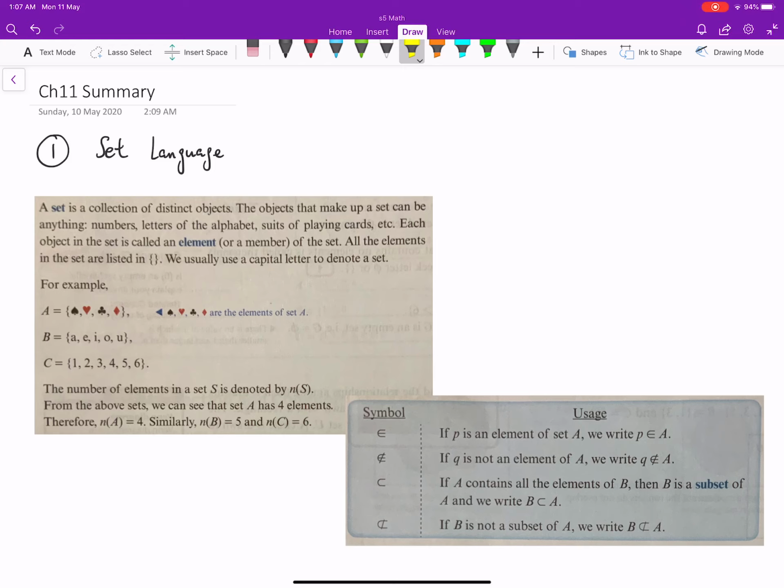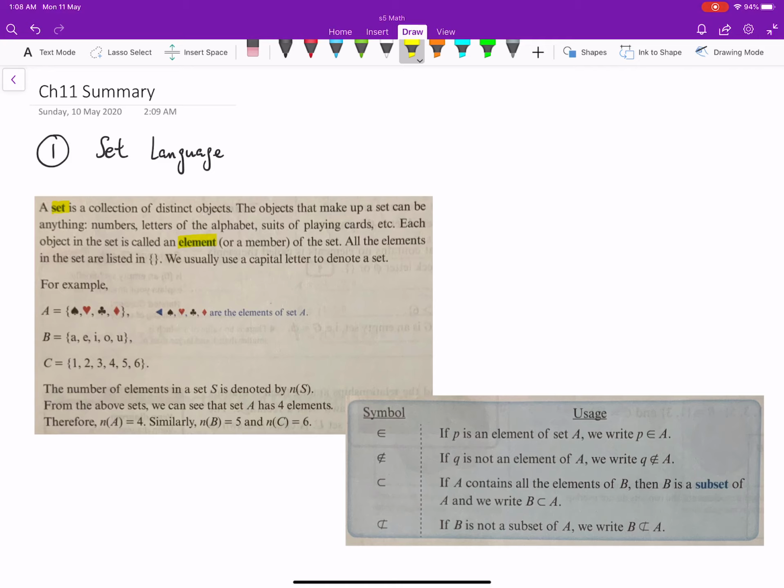Hello students, today we will end chapter 11 by this summary. Here we will divide into 4 parts. The first part is about the set language. The set language, we learned what is a set, which is a collection of distinct objects, and the objects inside the set we call elements.